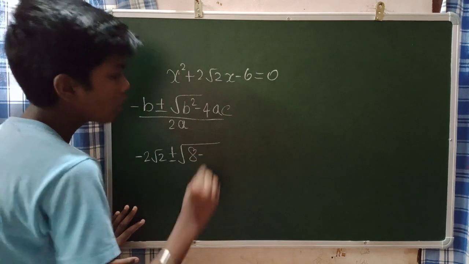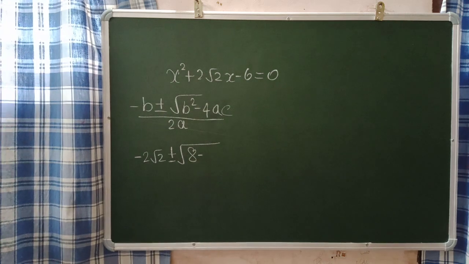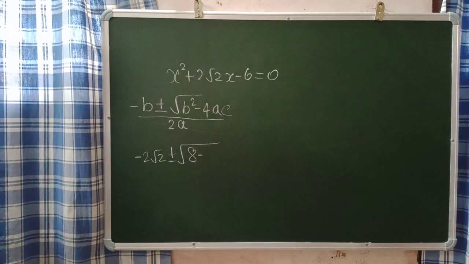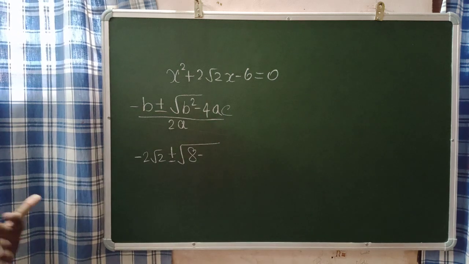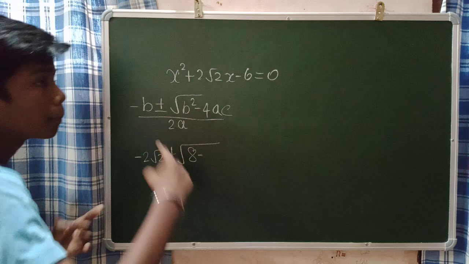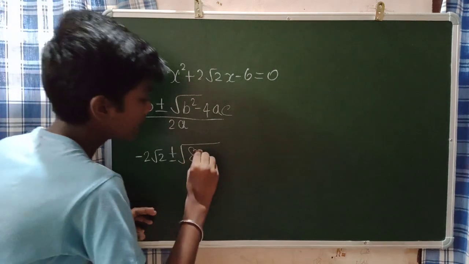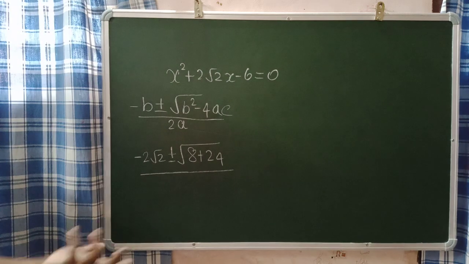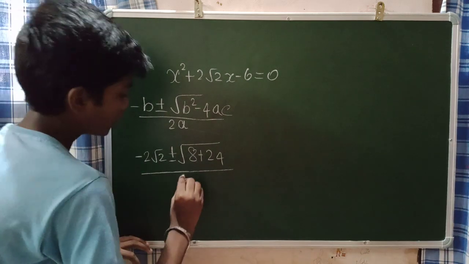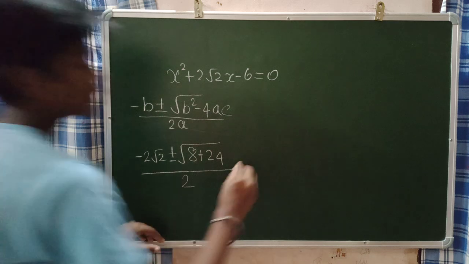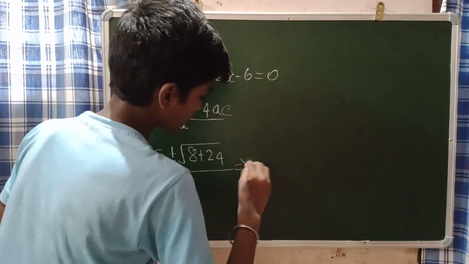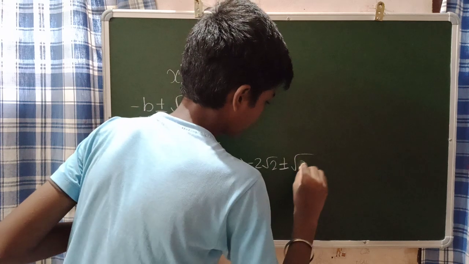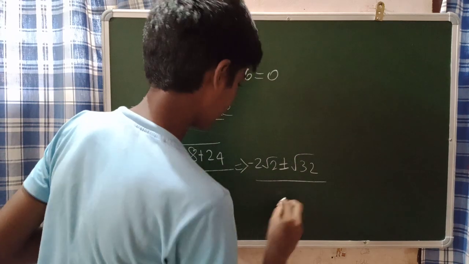Then minus of 4 into a into c. 4 into a into c is nothing but 4 into 1 into minus 6, which will be minus 24. So 8 minus of minus 24 will be 8 plus 24, then divided by 2a. 2a is nothing but 2 into 1, because a value is 1. So divided by 2. Now guys, just try to solve this. It's not a big matter. So minus 2 root 2 plus or minus root of 32 divided by 2.